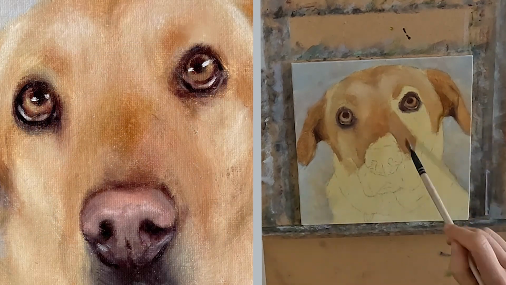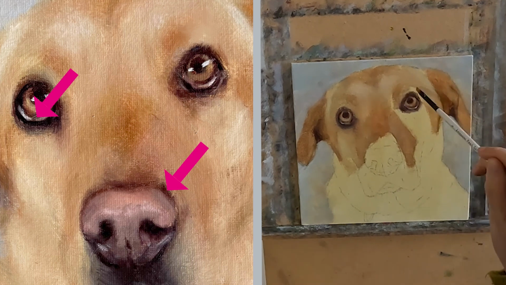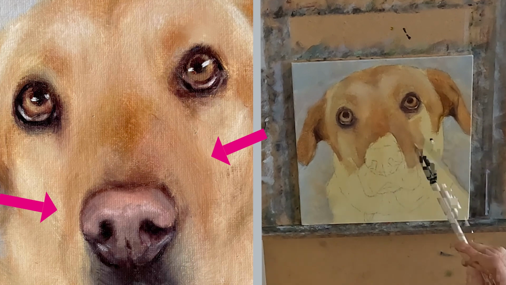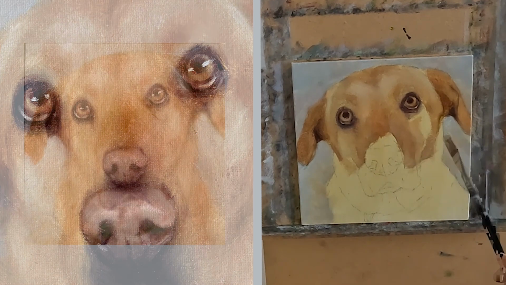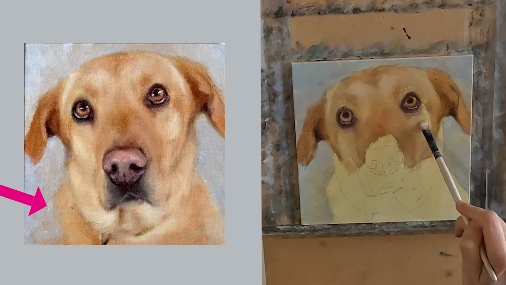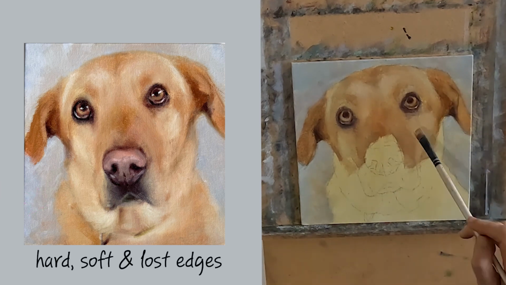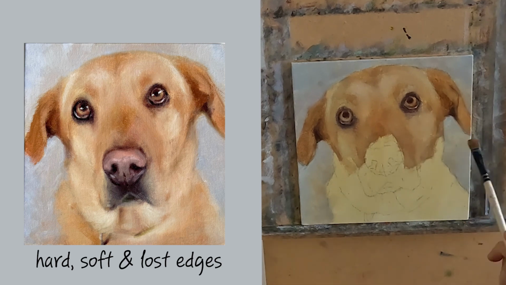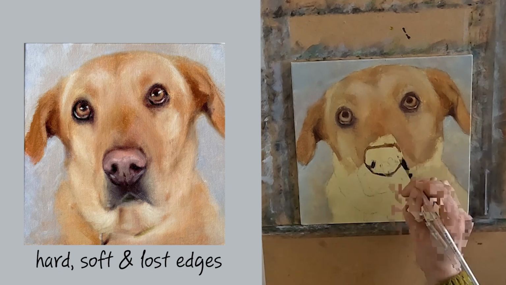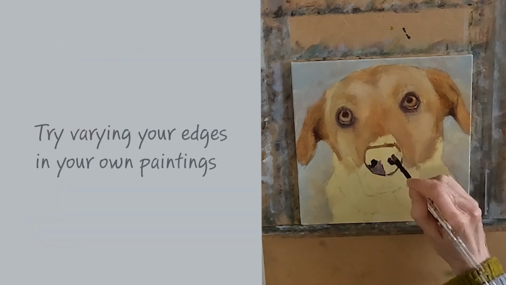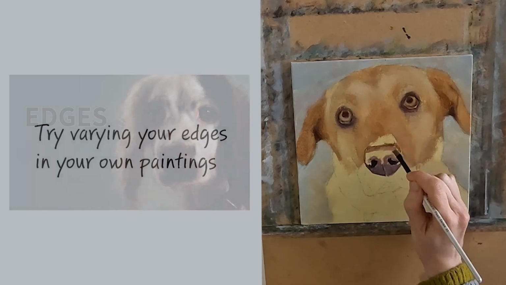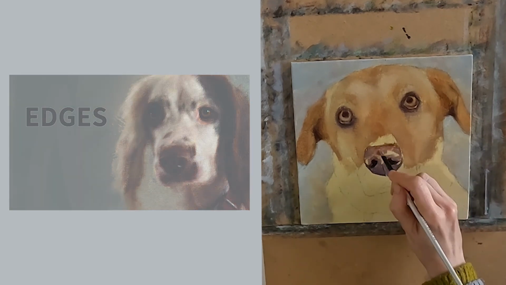Notice also my edges. I have used sharper hard edges around the nose and eyes, whereas these edges here around the muzzle are much softer and less defined. Notice in the lower neck area, I lose my edges altogether and let my background merge into my dog. This use of hard, soft and lost edges helps reaffirm that I want my viewer to focus on the eyes, which are my central point of focus. You can do this effect in your own paintings too. If you would like to know more about edges, then have a watch of this video on my channel.